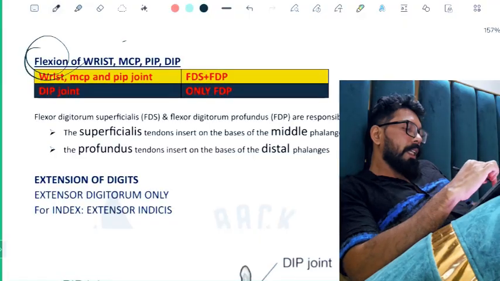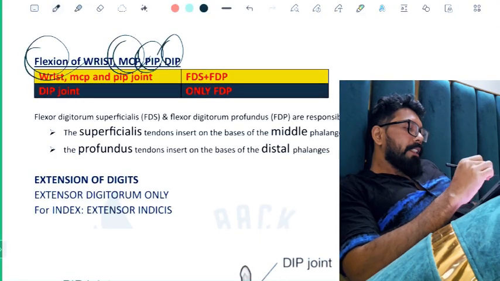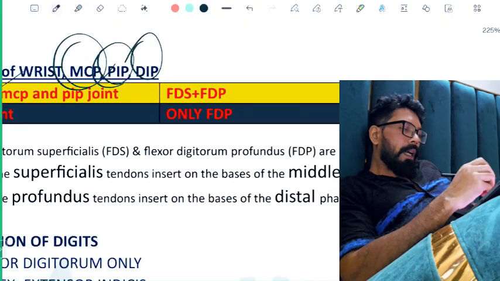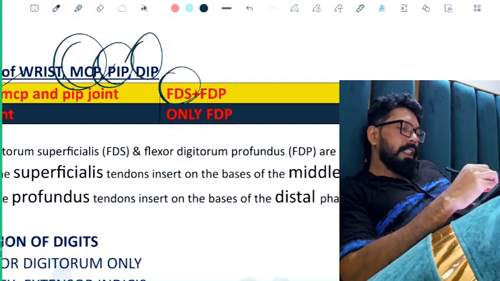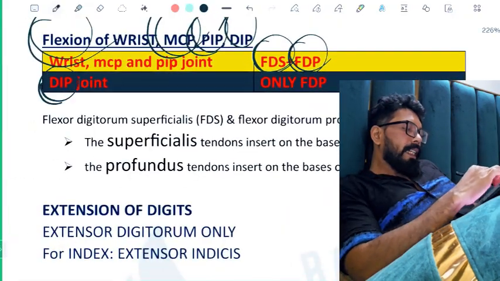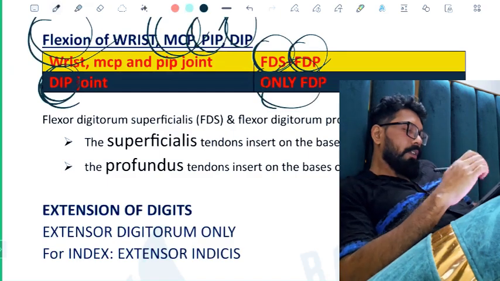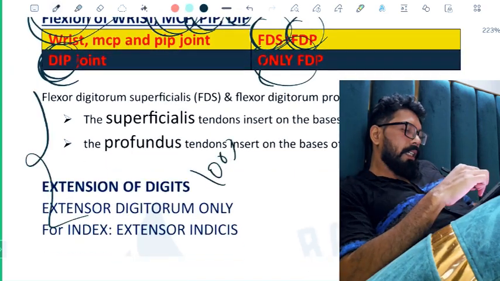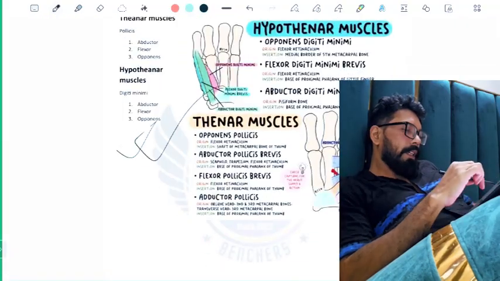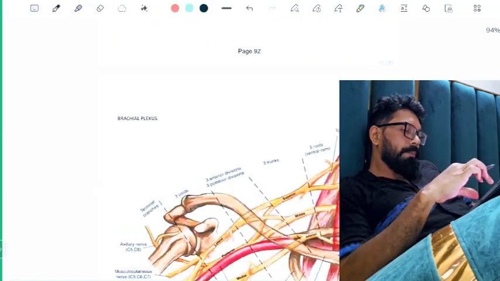Then flexion of wrist, MCP, PIP, DIP. The wrist, MCP, and PIP joints are flexed by flexor digitorum superficialis and flexor digitorum profundus, both acting. But only the DIP, the distal interphalangeal joint, is flexed by FDP, which I have shown you. These are 100% important. They ask you questions, I will show you, don't worry. And here we have thenar and hypothenar eminence, 100%. You must remember all the names.